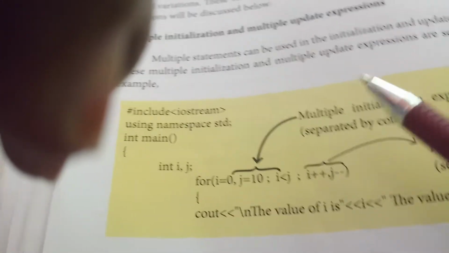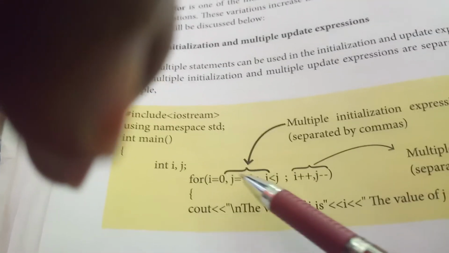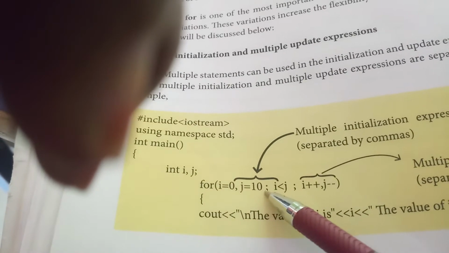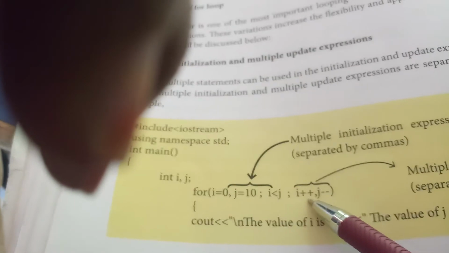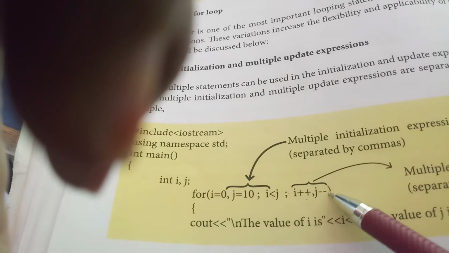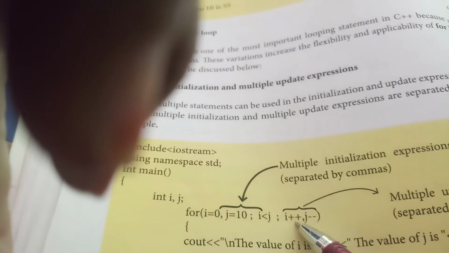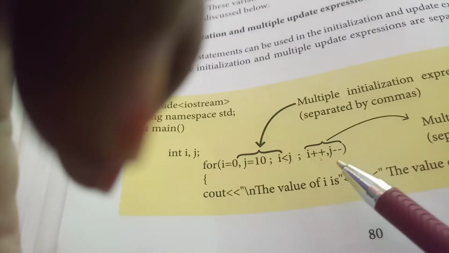Multiple initialization: first is i equal to 0, j equal to 10. This is multiple initialization, i equal to 0, j equal to 10. We check the two variables with i less than j. Here i is incremented, i plus plus, and j is decremented, j minus minus. So multiple initialization and multiple update expressions are used in the single for loop statement.